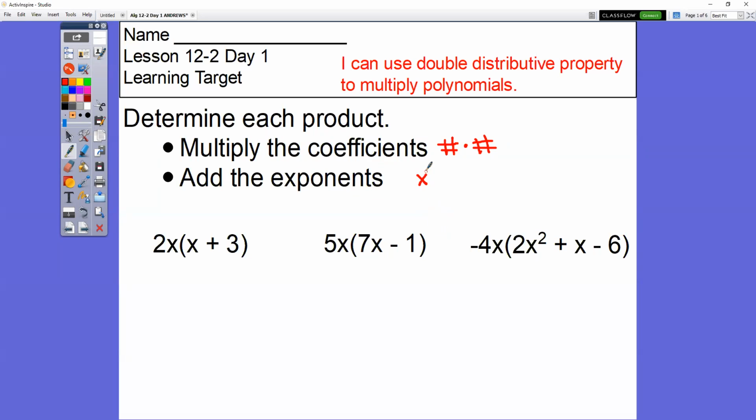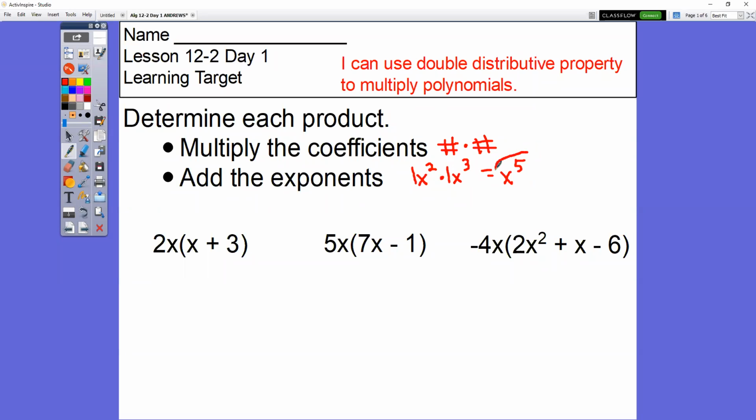Remember that if we had a question that looked like this, where we had to do x to the second times x to the third, we multiply the numbers in front of the x. So there's really a 1 here and a 1 here. So we would do 1 times 1, which is 1. And then we add the exponents. So this would become x to the 5th, or you could say 1x to the 5th.